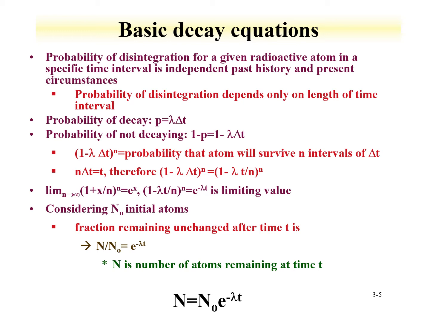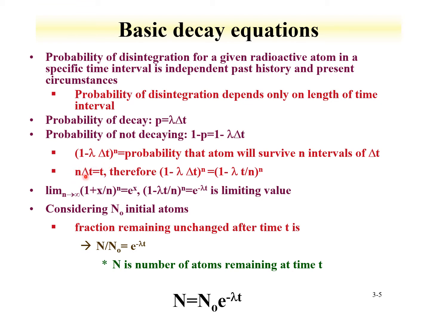If the time interval is a half-life, the probability of a disintegration is 50%. So the probability of decay here is equal to the decay constant times whatever time interval we're looking at. The probability of it not decaying, well, it's 1 minus that p, right? So 1 minus the decay constant times the time interval. So the probability that an atom will survive n intervals of this delta t, we expand that equation: (1 minus lambda times delta t) to the n, and then we get n delta t, well, that's just equal to our time, right?